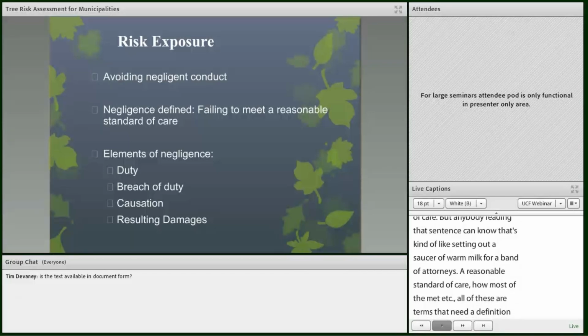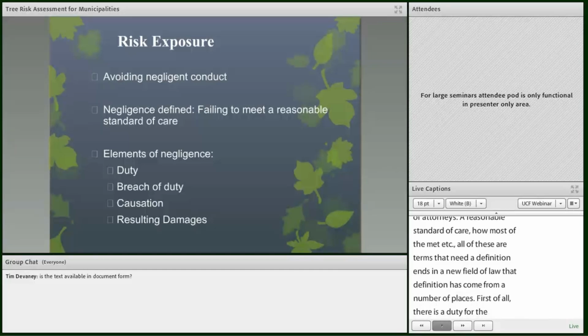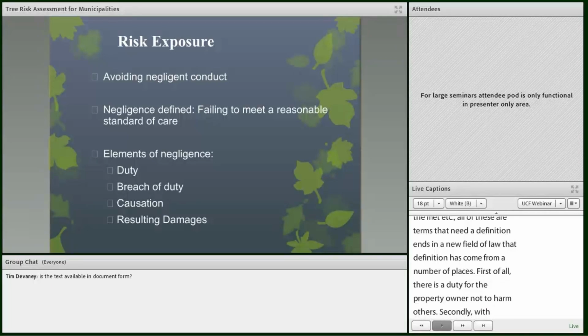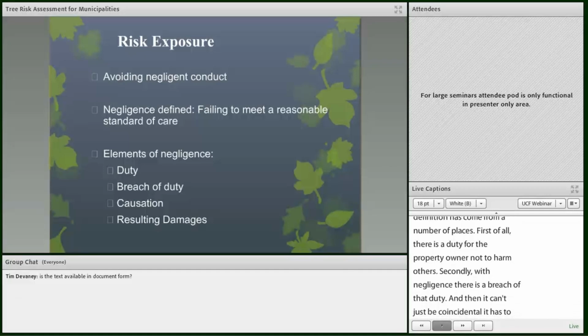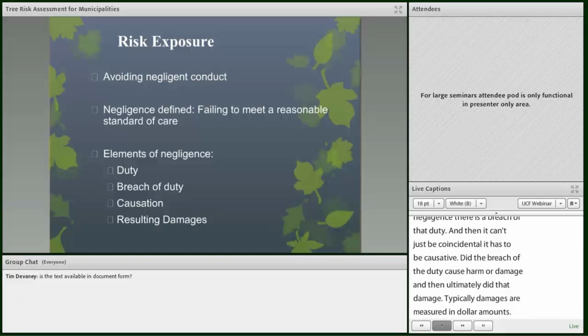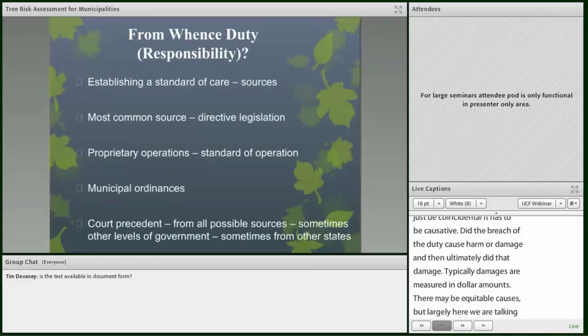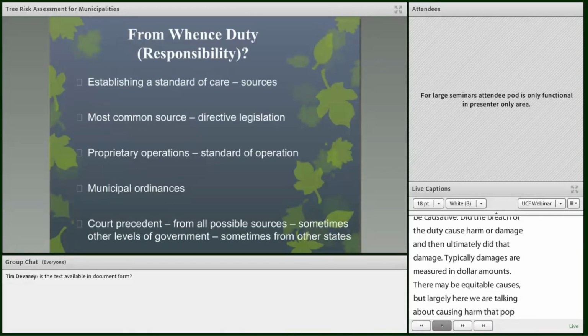First of all, there's a duty, and there's a duty for the property owner not to harm others. Secondly, with negligence, there's a breach of that duty. And then it can't just be coincidental, it has to be causative. Did the breach of the duty cause harm or damage? And then ultimately, is that damage? Typically, damages are measured in dollar amounts. There may be equitable causes, but largely here we're talking about causing harm that prompts somebody to make a tort claim and file a damages action seeking to be compensated financially.